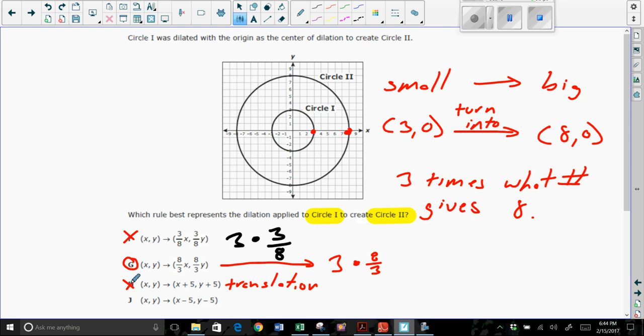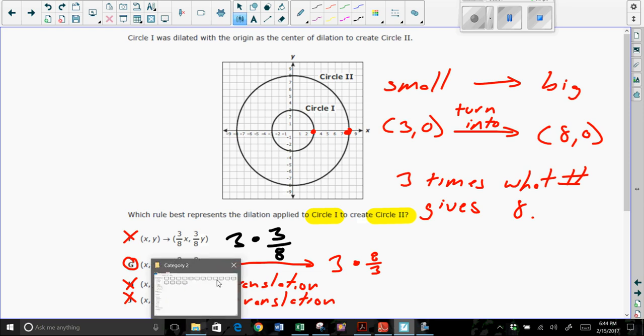Letter J has the same thing. J has -5 and -5, so that means that's a translation. It's not increasing the size. It's not getting bigger or smaller. So those are out automatically. My correct answer for this problem will be letter G.